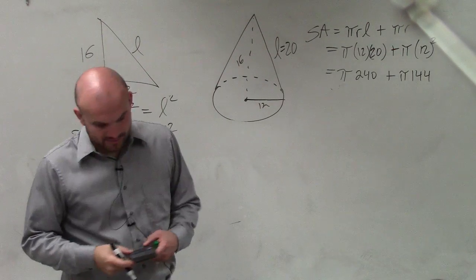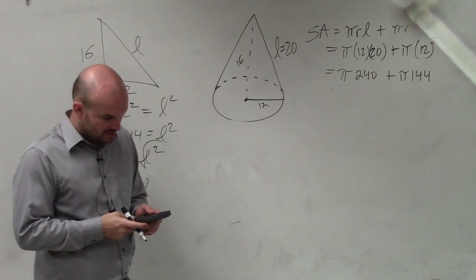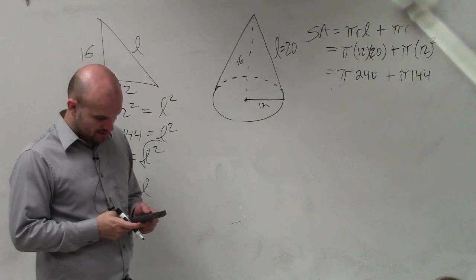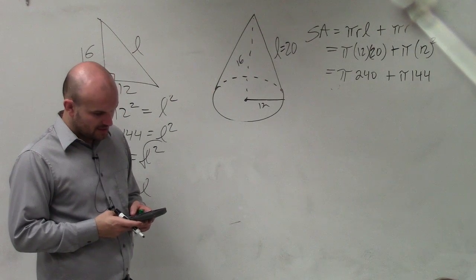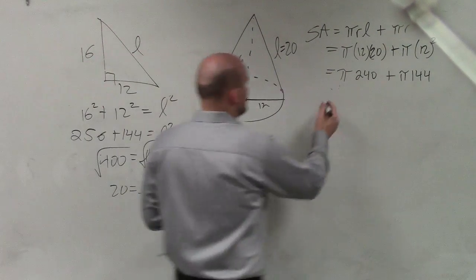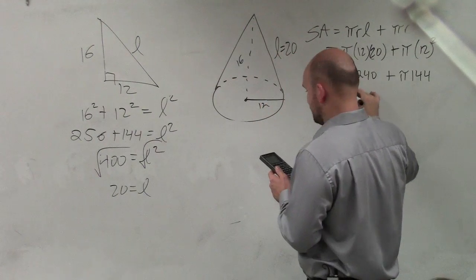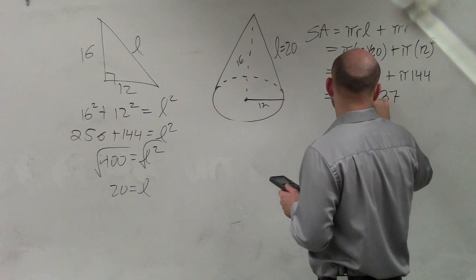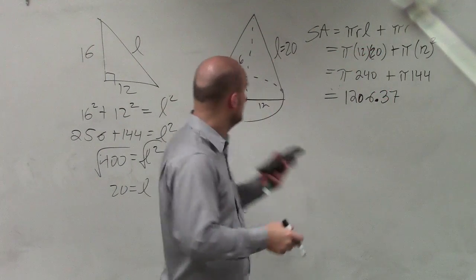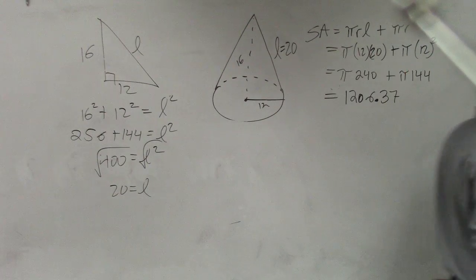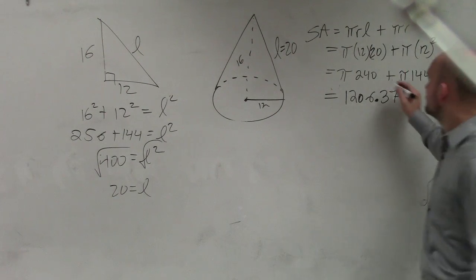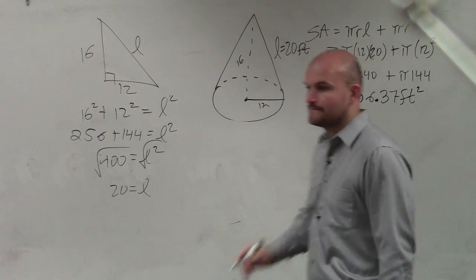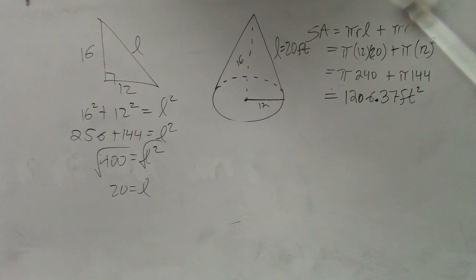So now I just simply multiply these. So I do pi times 240 plus pi times 144. And therefore, I get a surface area of 1,206.37. Oh, and this was in, what am I dealing with? Sorry, this is in feet. So therefore, this is feet squared. Does that make sense? Yes?